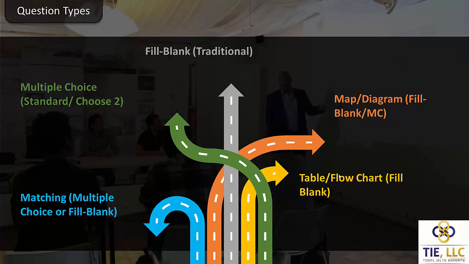You have the multiple choice standard, where you have to pick one answer, A, B, C, or D, or you have the multiple choice choose two, where you have to choose 2 correct answers from choices of 1, 2, 3, 4, 5, or A, B, C, D, E. And then you have a matching question where you might have some selections in a box, and the questions have something that the person said or something connected to the person, and you have to match. Again, that is a form of multiple choice.